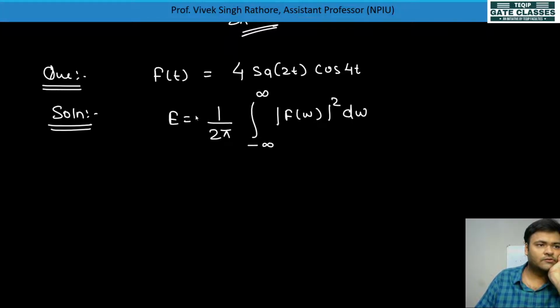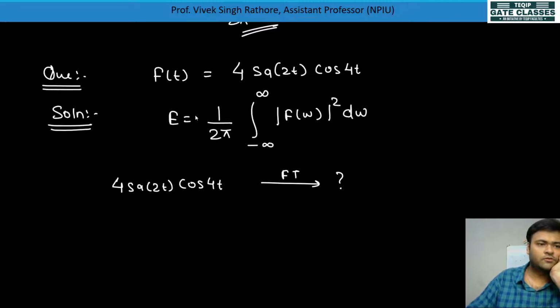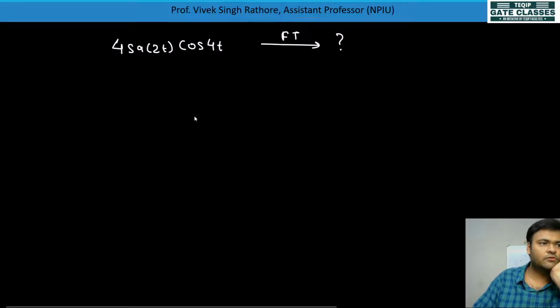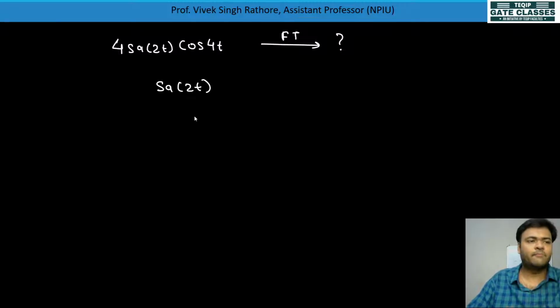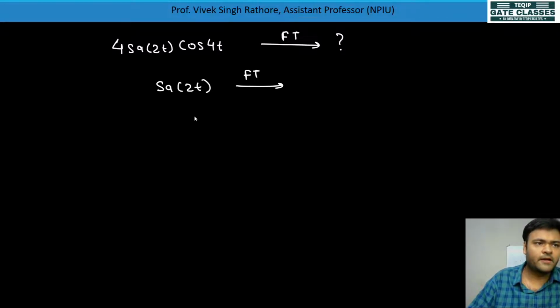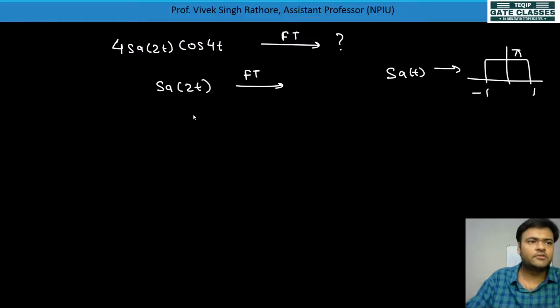Now the first target will be calculating f of omega. So what will be the Fourier transform of 4 sampling of 2t cos of 4t? Let's do it. First of all, calculate the Fourier transform of sampling of 2t. Earlier you have seen the Fourier transform of sampling of t, it is from minus 1 to 1, and here the pi value will be there. We have seen this many times. Now we are doing sampling of 2t.